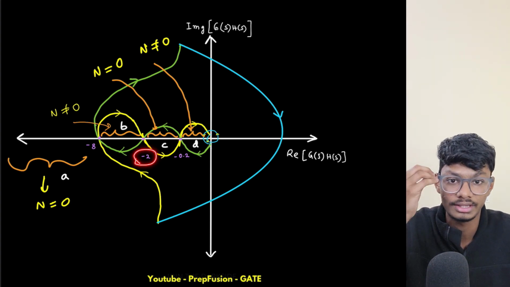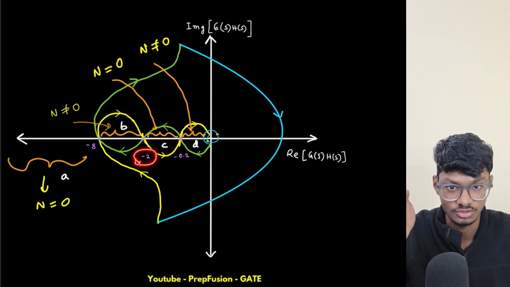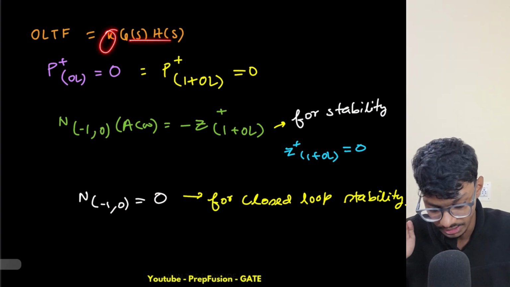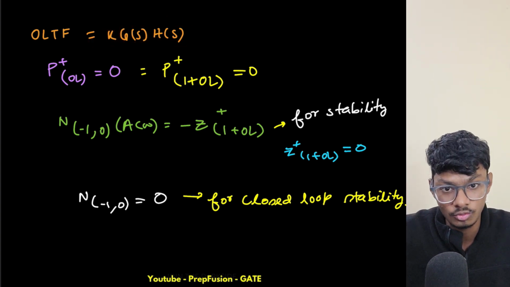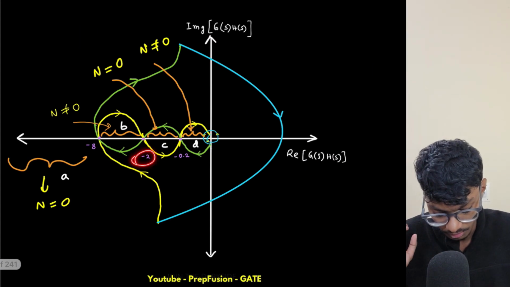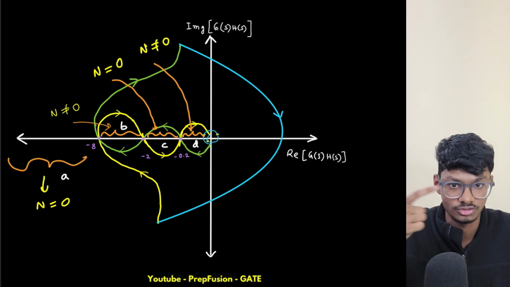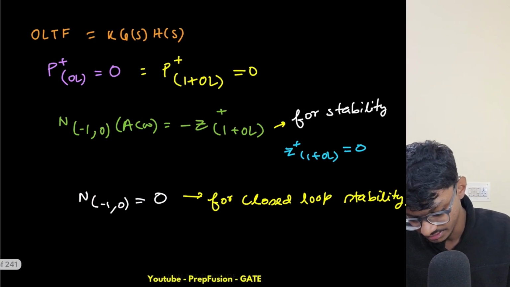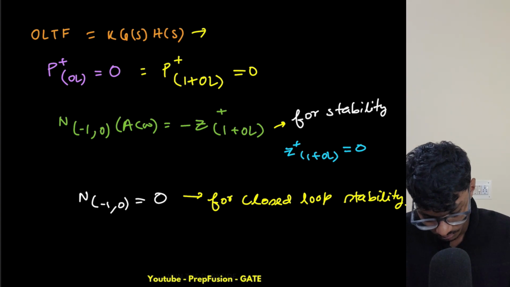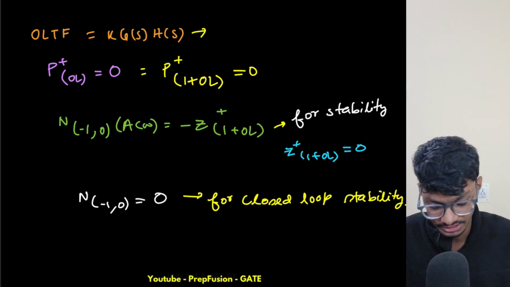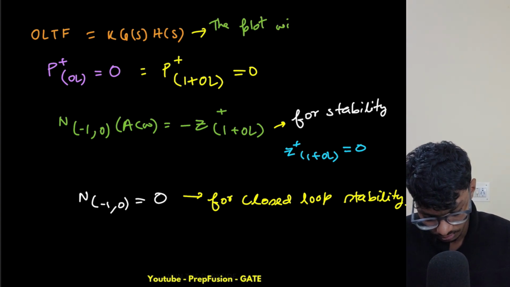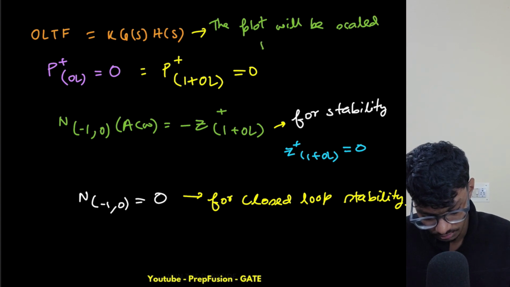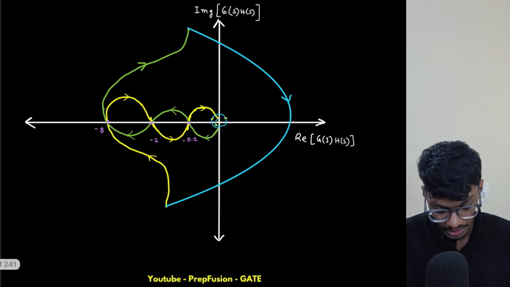Now if I make my k 2, then k times G(s)H(s) is the magnitude. G(s)H(s) has magnitude 2, and I'm multiplying by 2, so this becomes minus 4. The magnitude doubles. So everything is scaled by k. The plot will be scaled by k. So I can simply scale the plot by k.